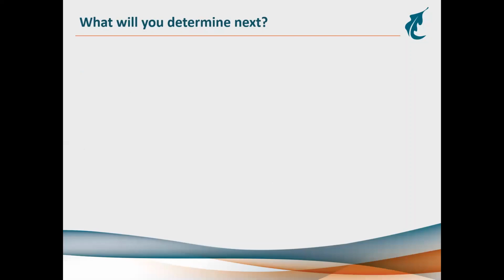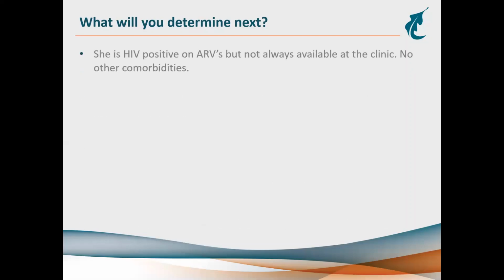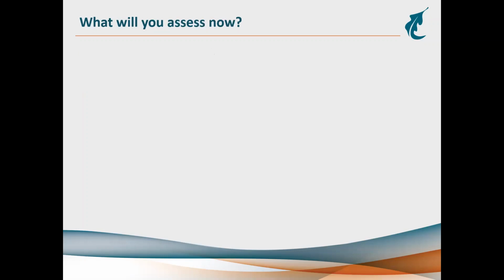So the first thing is, of course, we would ask for the history, and in the history, she's HIV positive on ARVs, but not always available at the clinic, and no other comorbidities. She lives in a TB prevalent country, and these are some of the known associated risk factors which Marisa was talking about earlier in the presentation. So then we have to ask, what would the clinician assess? We are going to do an assessment to see whether she has any of the known associated signs.